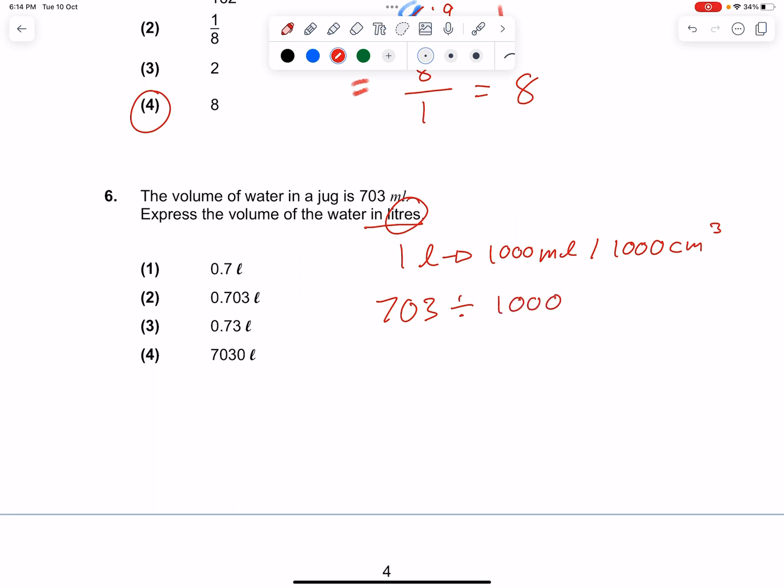When we are dividing, we need to move backward. The initial decimal point is here. We shift 3 times. Why 3 times? Because there are 3 zeros. So 1, 2, 3. Okay, so your answer is 0.703. And this is in liters. Option 2.